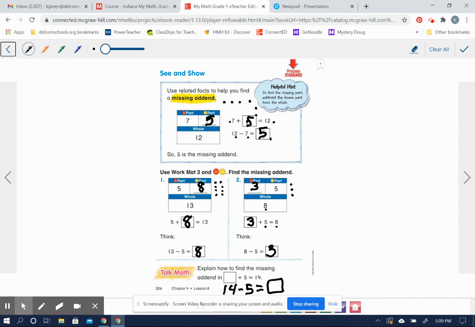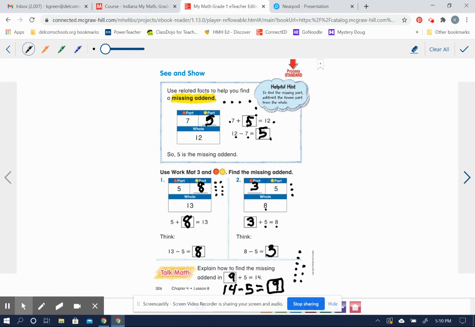Ready? Start at 5 and count on. 6, 7, 8, 9, 10, 11, 12, 13, 14. So that's how many dots? 1, 2, 3, 4, 5, 6, 7, 8, 9. So 9 plus 5 equals 14, and 14 minus 5 equals 9.